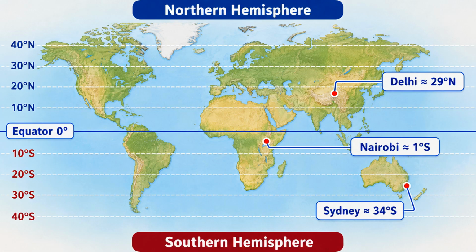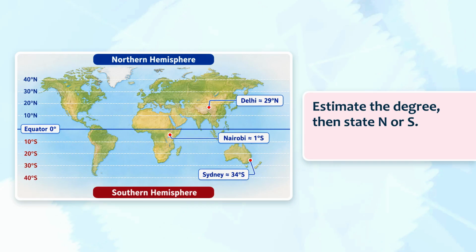Estimate a city's latitude from nearby parallels. Then use its side of the equator for N or S. Delhi is about 29 degrees north, Nairobi about 1 degree south, and Sydney about 34 degrees south. The city markers demonstrate the 2-part reading method. Estimate the degree, then state N or S. The equator decides the hemisphere letter.